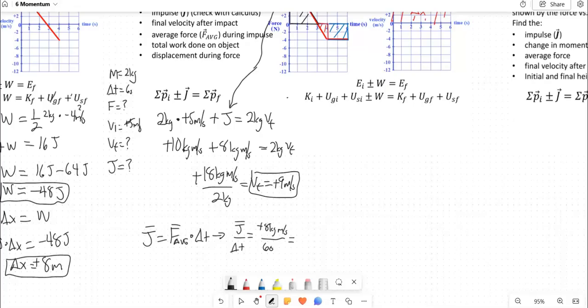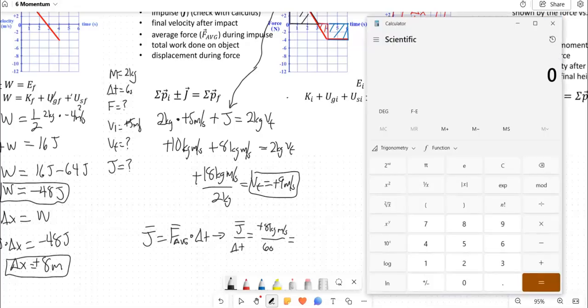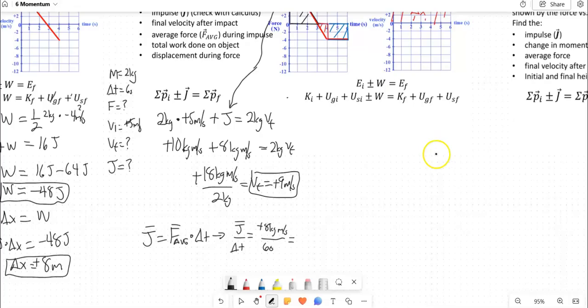So this is not going to be a normal number. So it's going to be 8 divided by 6. So that's 1.333. So this is the average force. So this is going to be positive 1.33 newtons. Okay. So now we could actually find displacement really quick, just like we did the last problem.